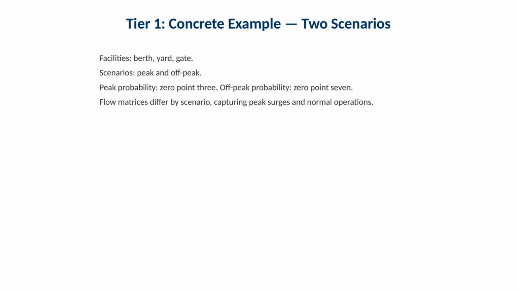It introduces two scenarios, peak and off-peak. The peak scenario has probability 0.3, and the off-peak scenario has probability 0.7. The flow volumes differ by scenario to represent surges and normal conditions.